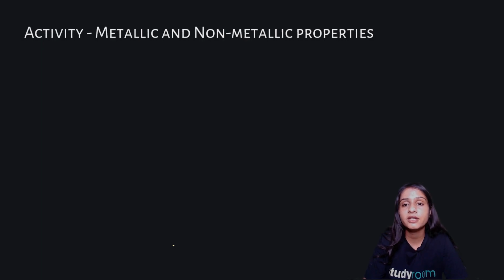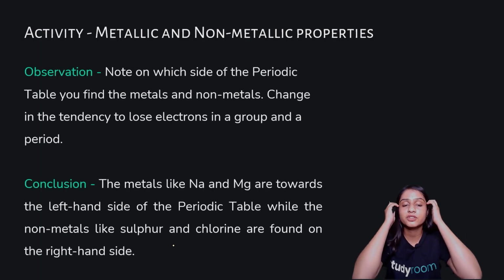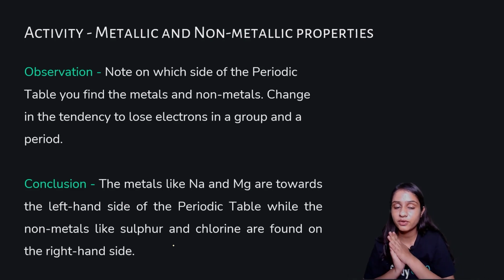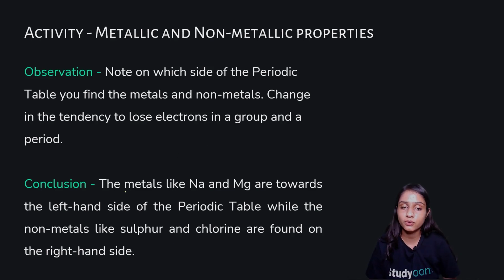So activity, metallic and non-metallic properties. Observation: note on which side of the periodic table you find the metals and non-metals. Okay. So change in the tendency to lose electrons in a group and a period. Conclusion: the metals like Na and Mg are towards the left-hand side of the periodic table, while the non-metals like sulfur and fluorine are found on the right-hand side.